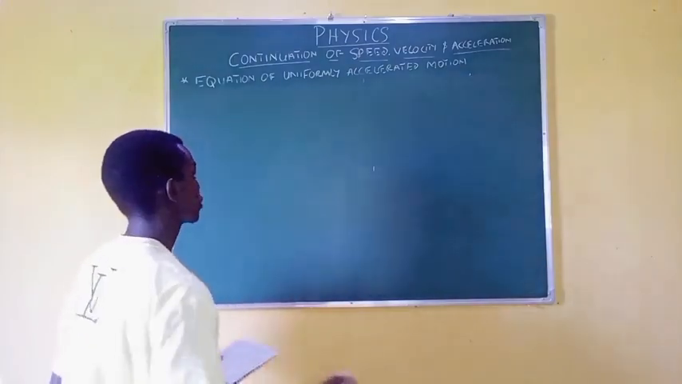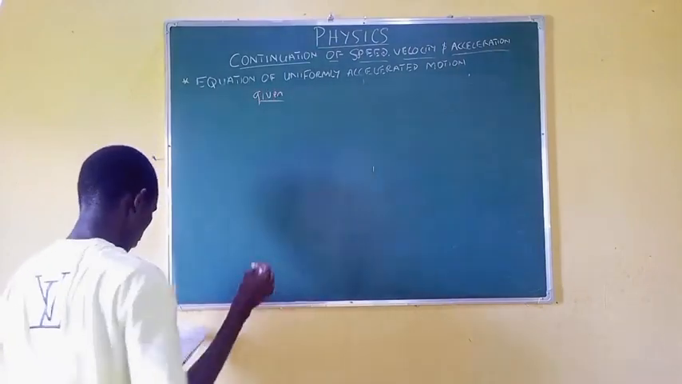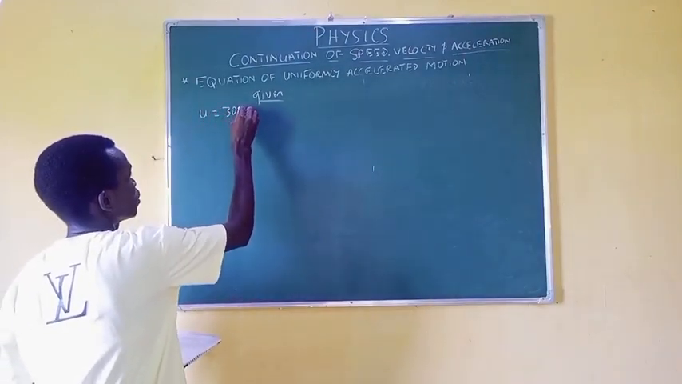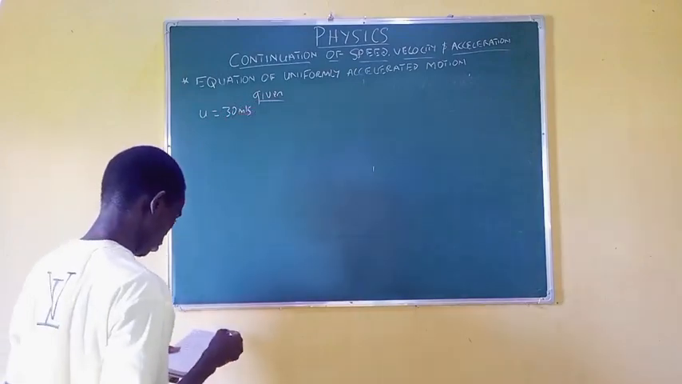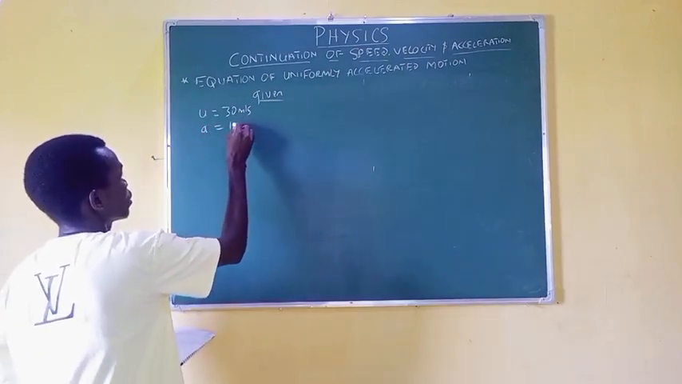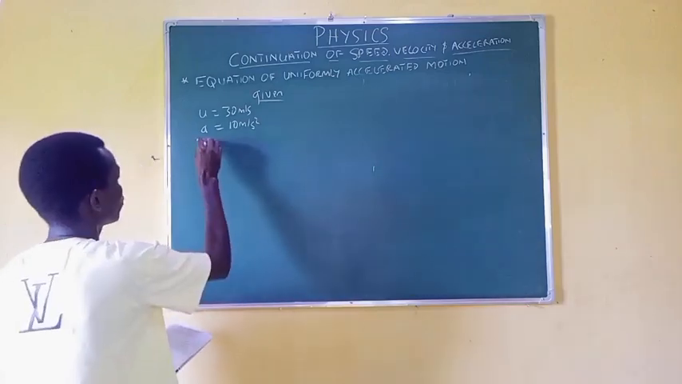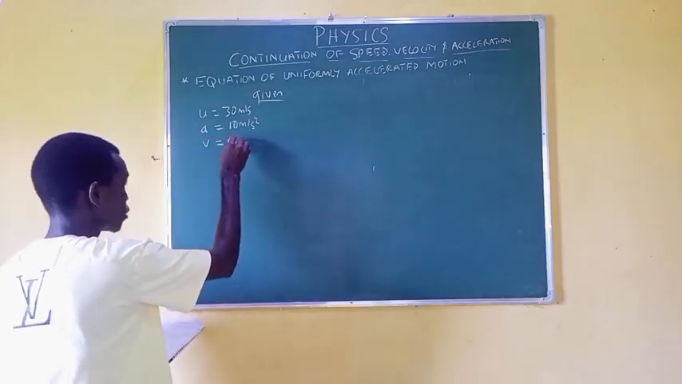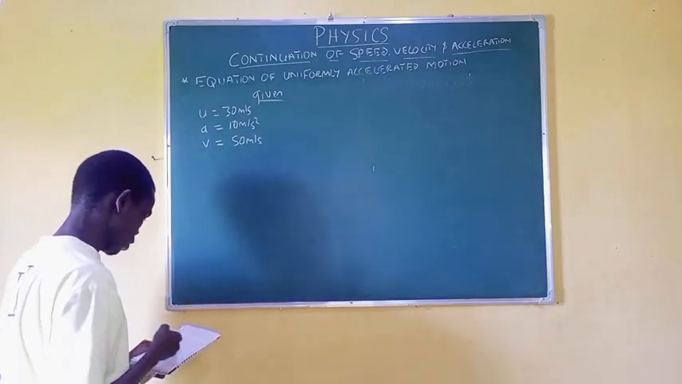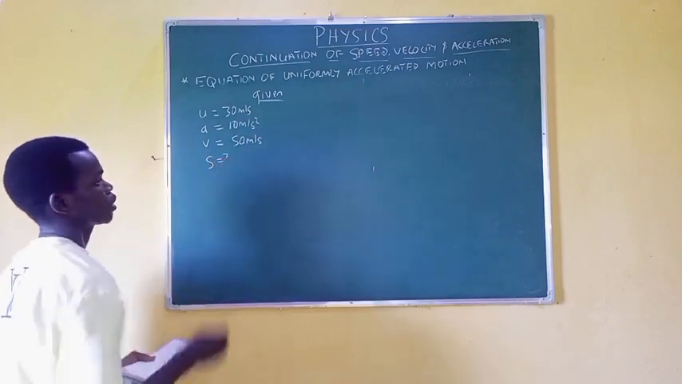Using the equation of motion, let's first of all bring out the given. We have initial velocity u is equal to 30 meters per second. We have uniform acceleration as 10 meters per second squared. And we have the final velocity as 50 meters per second. What is the distance covered during this period? We are asked to find s, which is the distance.